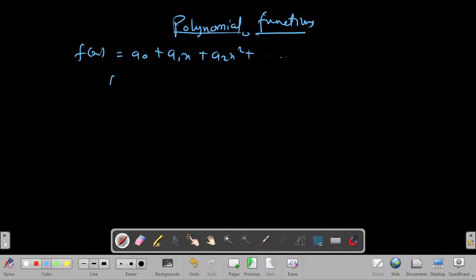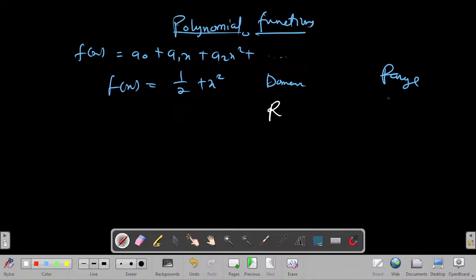So given a function f of x which is equal to 1 over 2 plus x squared, this is a polynomial function. Let's find the domain. What will the domain of this function be? You can clearly see that the domain of this function is going to be the set of all real numbers. There's no number that will make this undefined because it's x squared, right?